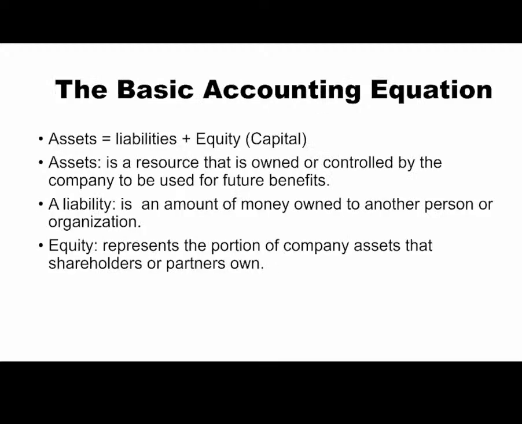Then, what are the basic accounting equations? The basic accounting equation involves assets, which is equal to liability plus equity, or the capital. Assets are resources that are owned or controlled by the company to be used for future benefits. On the other hand, a liability is an amount of money owed to another person or organization. Equity represents the portion of a company's assets that shareholders or partners own.